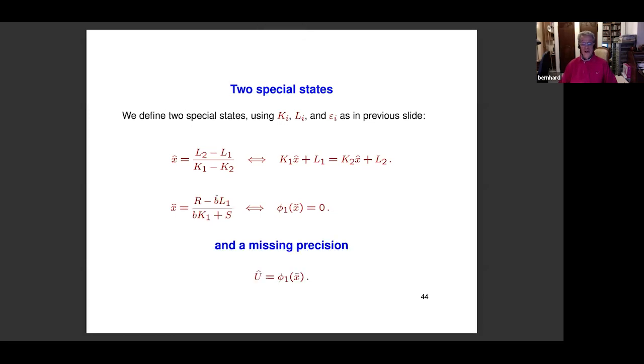Okay, and I said earlier in defining the problem that I requested that the upper bound on the controls be at least as large as some U hat. Well, this U hat is just this, because I want the players to be allowed to use the strategy phi 1 or phi 2 at x hat.